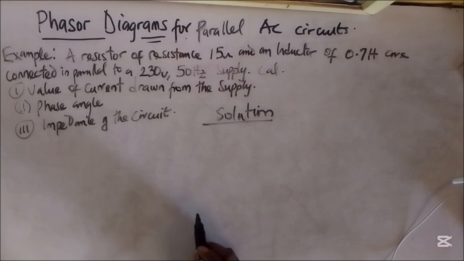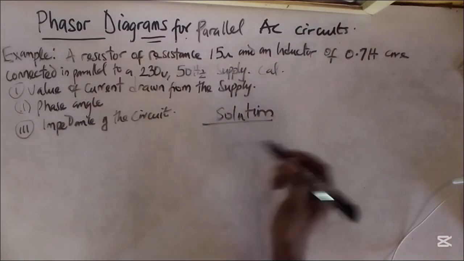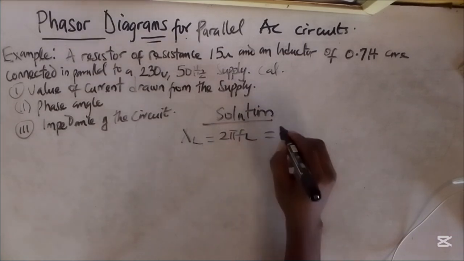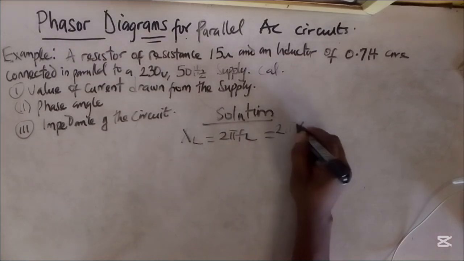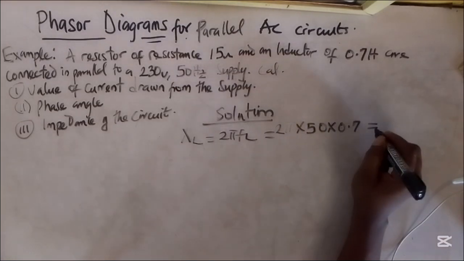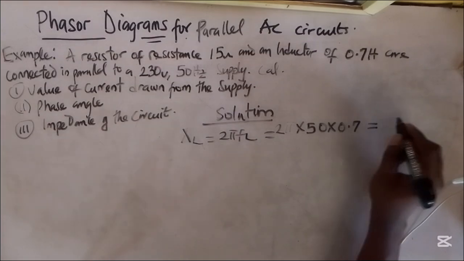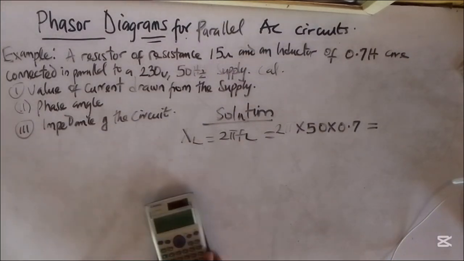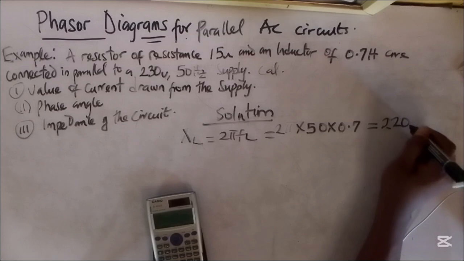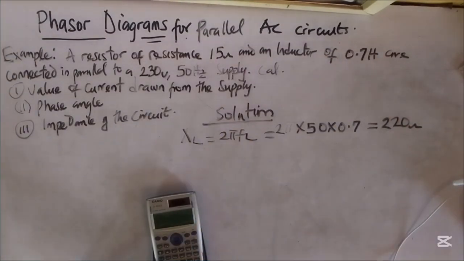First of all, we are going to get the value for our inductive reactance. Our XL is given by 2 pi times 50 multiplied by 0.7, and this should give us the value of 220 ohms. Okay, already we know the value for our R. So therefore, what is the value of the current drawn from the system?